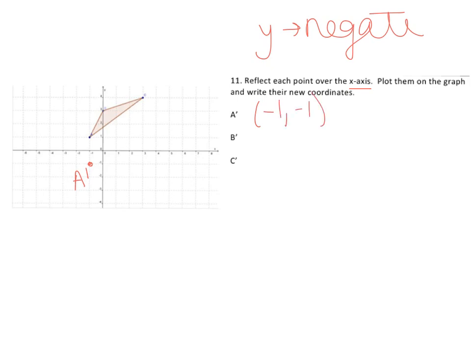B was up here at 0, 3, so now B is going to be down here, at B prime, at 0, -3. And finally, we had the coordinates 3, 1, 2, 3, 4, up 4. We're going to stay at the 3 and this time go down 4. This will be C prime. It's going to be at 3, negative 4.